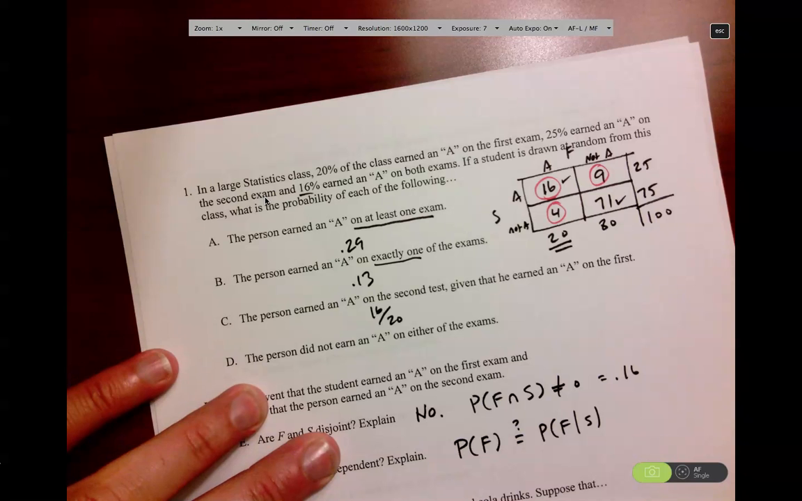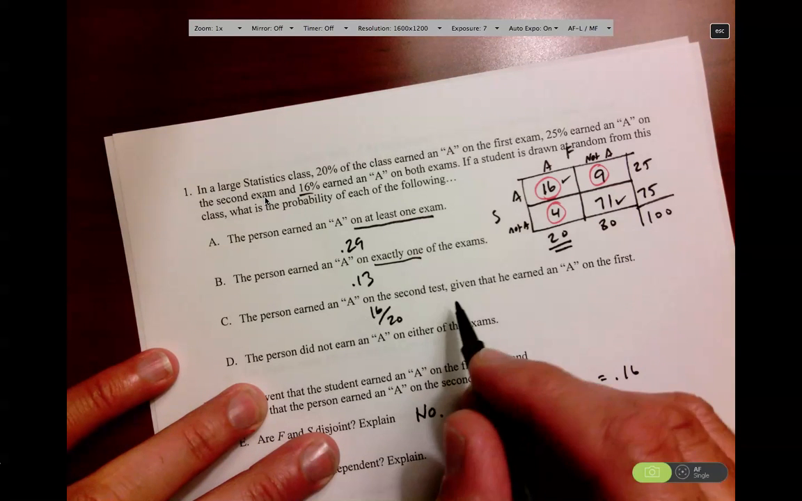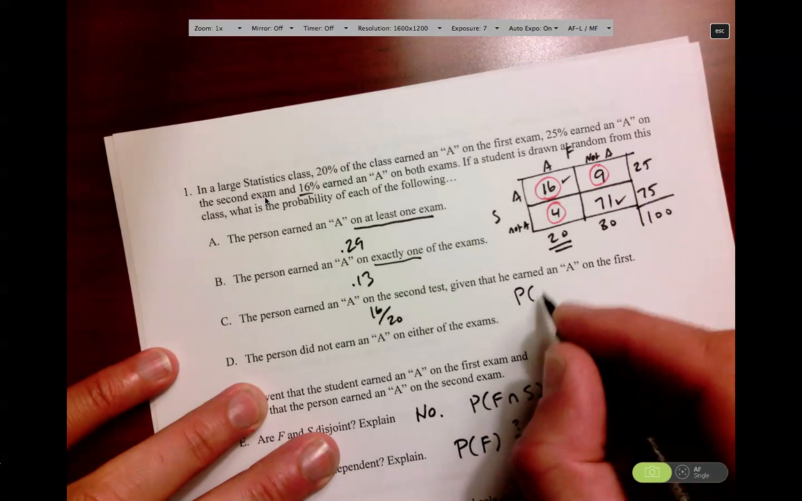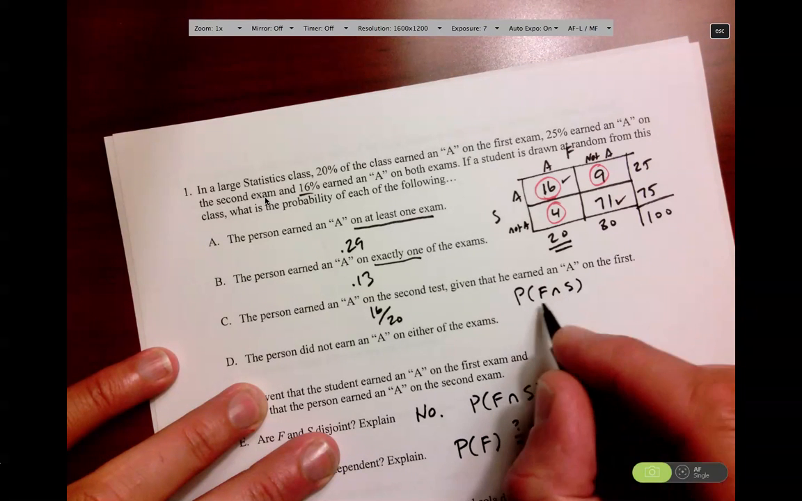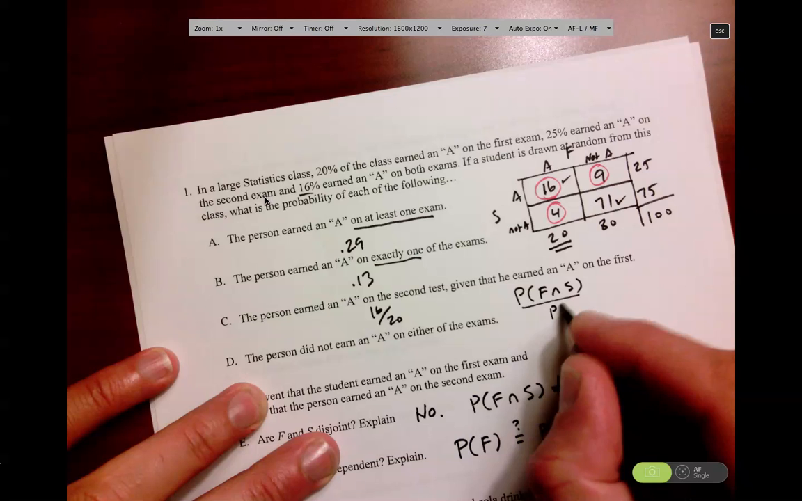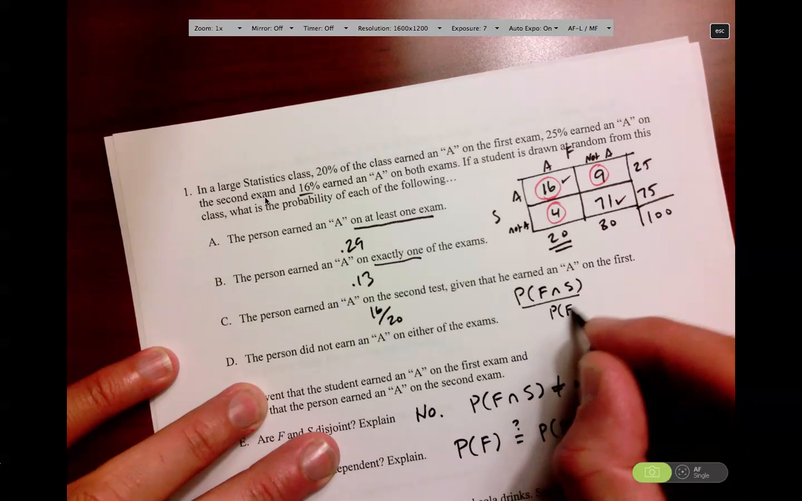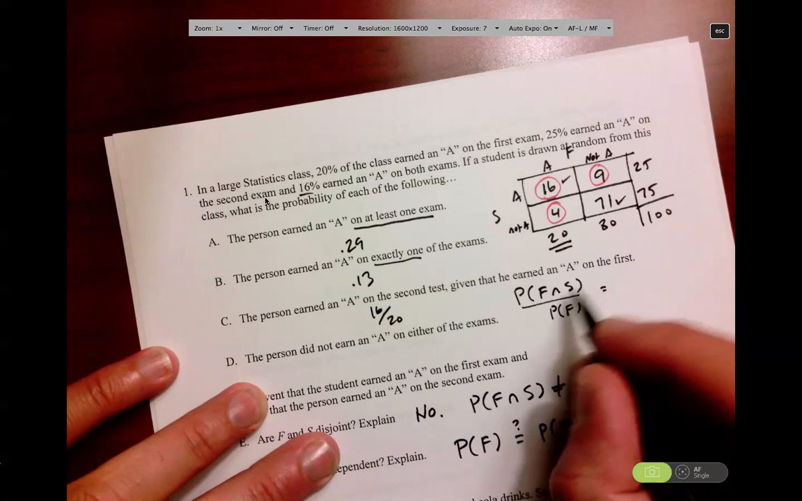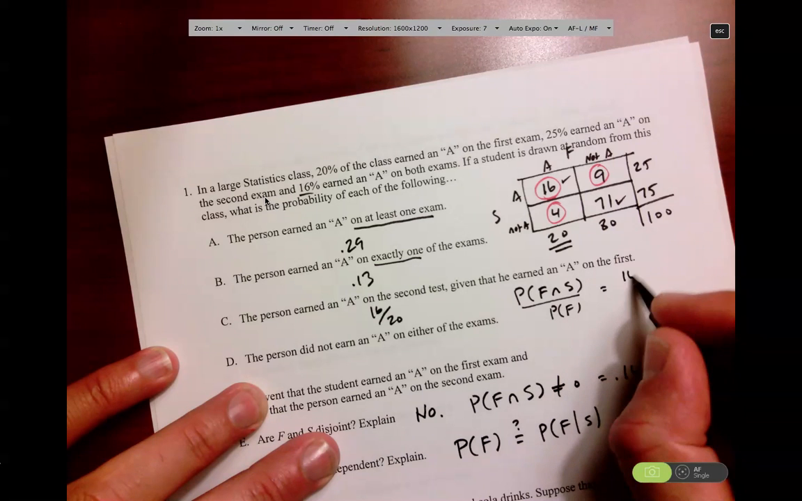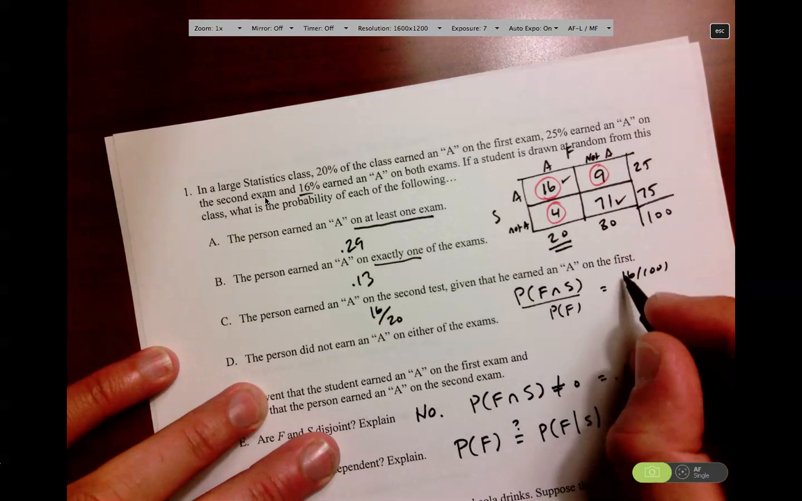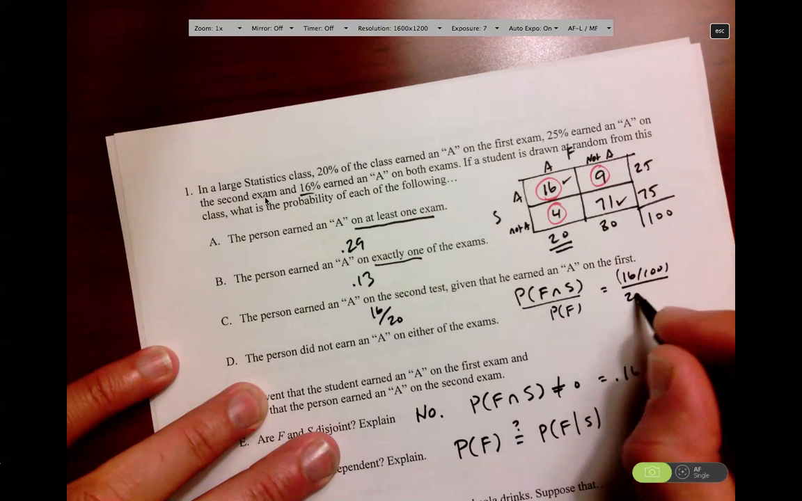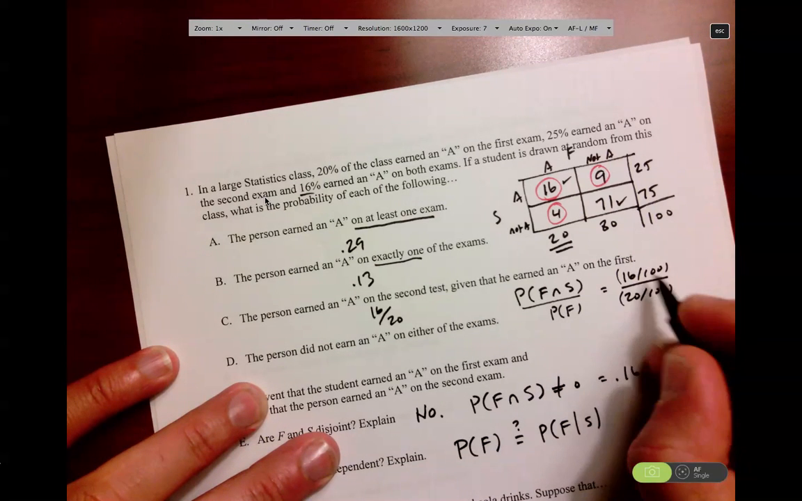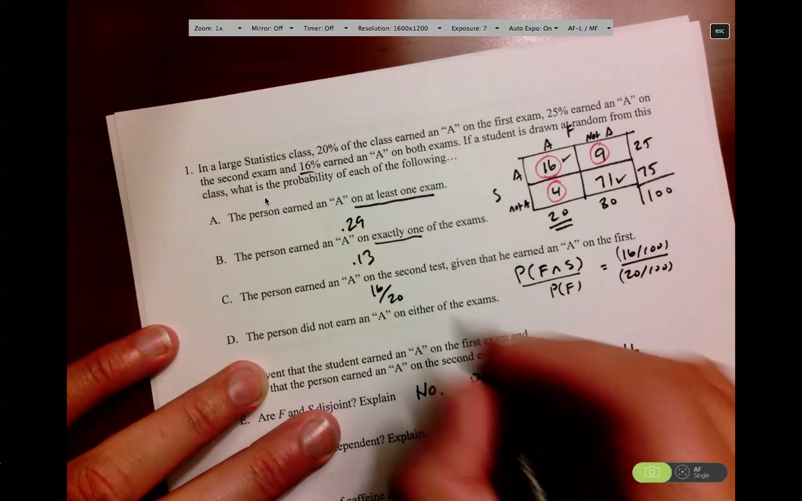Another way you could look at this is the probability of first and second, divided by the probability of first. The probability of getting A's on both exams is 16 out of 100. The probability of getting an A on the first exam is 20 out of 100, which reduces to 16 out of 20, which is 80%.